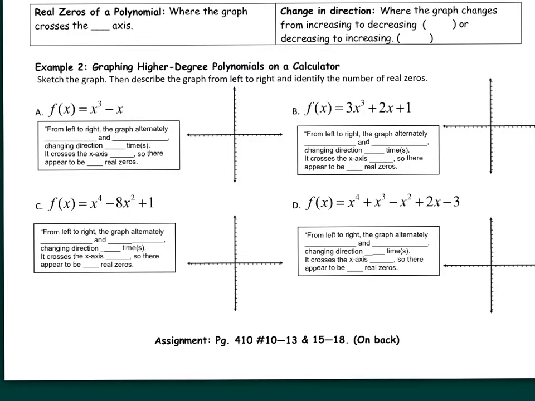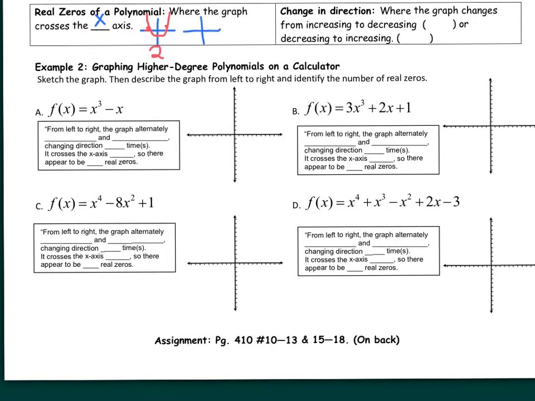Real zeros of a polynomial are where the graph crosses the x-axis. All right, so here's some quick examples. If I drew a parabola that looked like that, it would cross the x-axis here and here, and we'd say there are two real zeros.